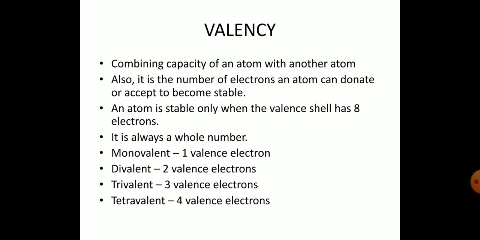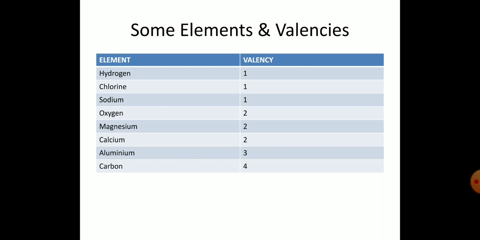Valency is the number of electrons an atom can donate or accept to become stable, and it will always be a whole number, with a maximum of 8. Then we have monovalent, divalent, trivalent, tetravalent. Monovalent means valency 1, divalent 2, trivalent 3, and tetravalent 4. We are having the elements and their corresponding valencies. You should remember this. Memorize.